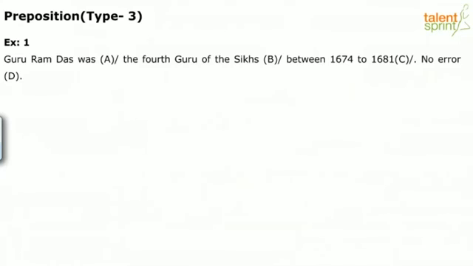Let's discuss this question. Guru Ram Das was the 4th Guru of the Sikhs between 1674 to 1681. Which is the part which has an error? I think some of you are already posting. Part C, which has an error. Let me mark your response. If it is part C which has an error, why do you think there is an error in part C?